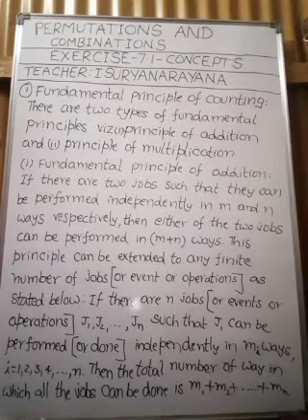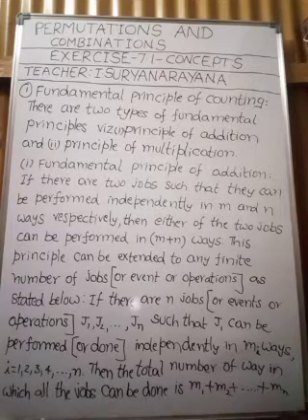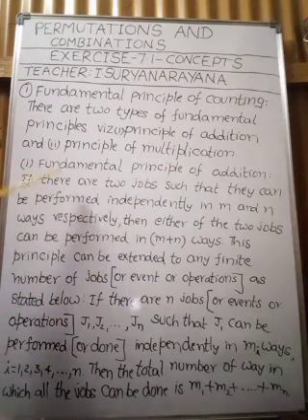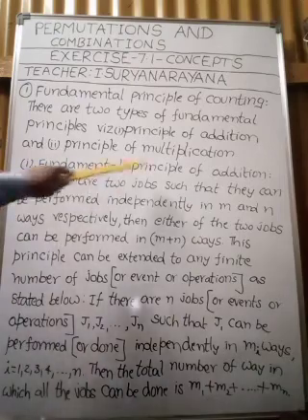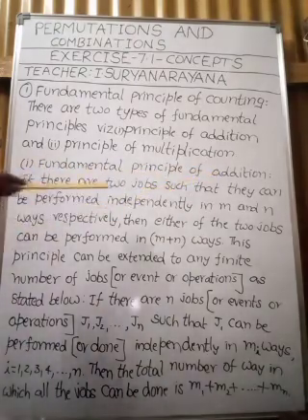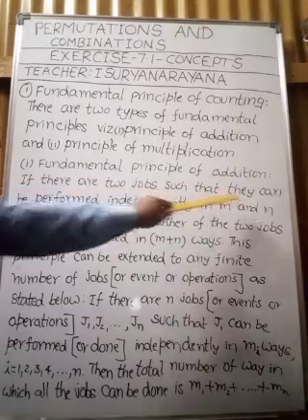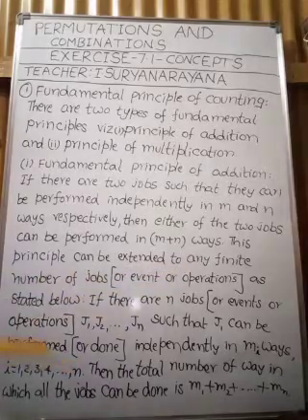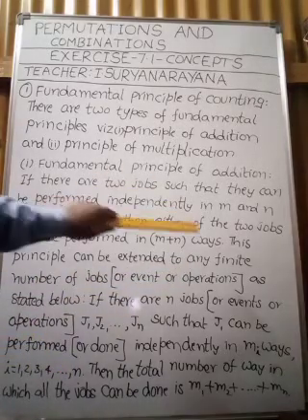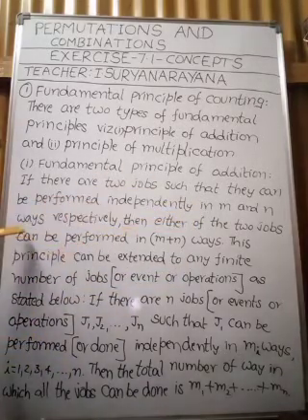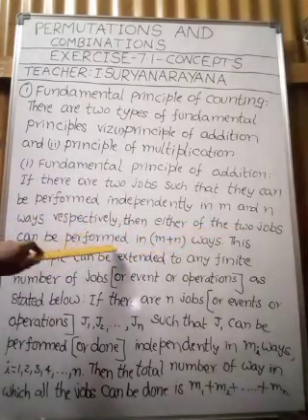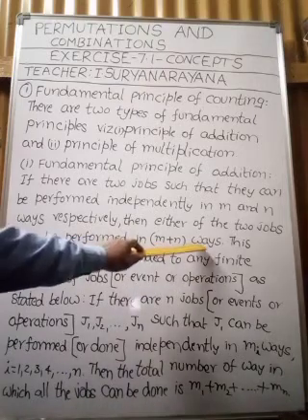So by the examples, I hope you understood the principle of addition and the principle of multiplication. Now let us write the notes. What is meant by the fundamental principle of addition? If there are two jobs such that they can be performed independently in m and n ways, in the previous example, 3 ways and 2 ways, okay, my children, respectively, then either of the two jobs can be performed in m plus n ways.